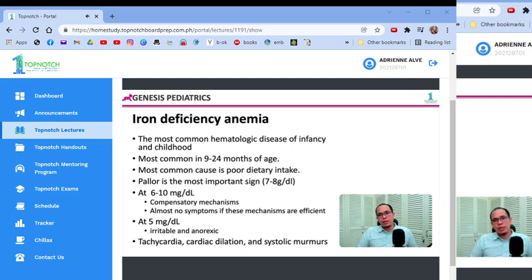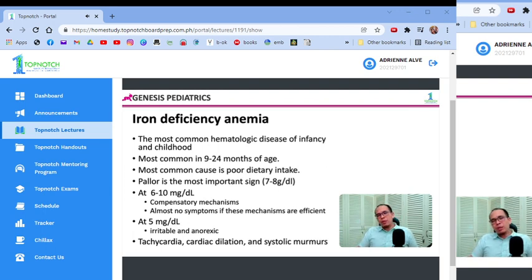And that's also one of the reasons why TPS suggests routine monitoring of CBC. So if you haven't checked, for example, the CBC of a patient who came for a check-up or follow-up, at least, I think if I'm not mistaken, once a year, it's in PrevPed, in the handbook, at the back, there's a timing for when you should check a CBC. Okay? So yeah, at 6 to 10 milligrams per deciliter, compensatory mechanisms are in place. Usually there are no symptoms yet, especially if those mechanisms are efficient. And usually, it becomes symptomatic at lower levels.